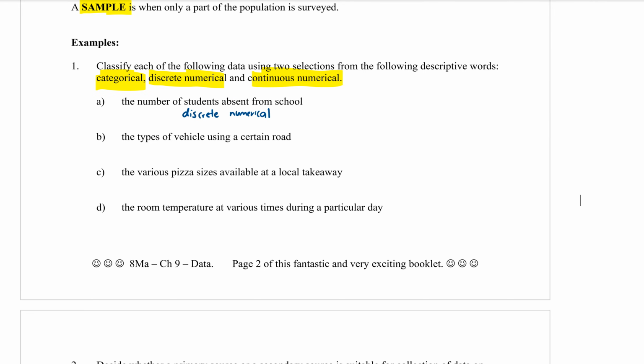Okay, next one. The types of vehicle using a certain road. So if I said, what kind of cars just drove down the street, what kind of answers might you be giving me? There goes a Mazda, or there goes a Toyota, there goes a whatever. So we're talking about categories, aren't we? There's no numbers, we're not counting the number of cars, we're saying what type of cars they are. So that's a categorical.